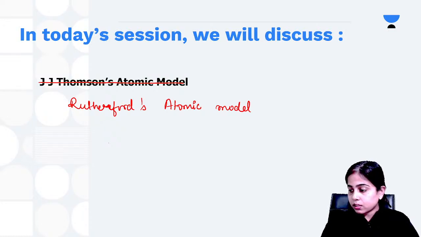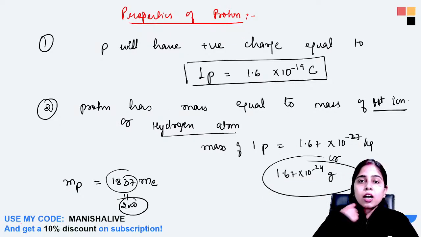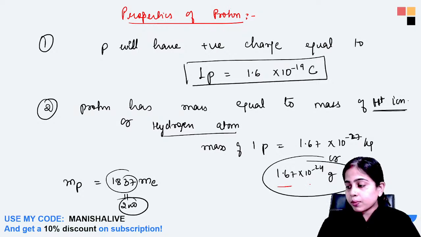Okay Faizan, very good. Avinash, ready? Yes. So let's have a quick recap of what we learned in our previous class so that we can continue from that. We read about the properties of proton: it has charge equal to 1.6 into 10 to the power minus 19 coulomb and mass is 1.67 into 10 to the power minus 24 gram.